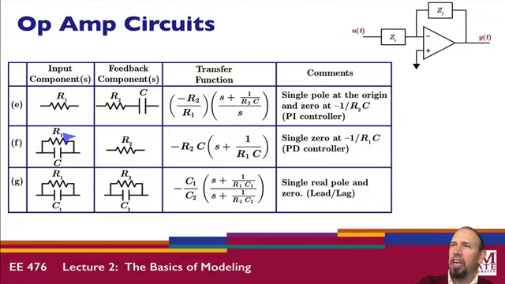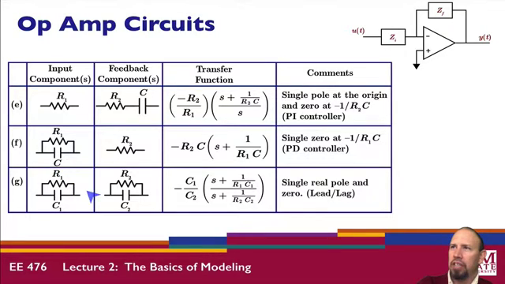Here, in this connection, I have a parallel combination RC and then another resistor in feedback. So notice I get s plus 1 over R1C. So this is like a PD controller, proportional derivative controller. We talk about those in EE 314, and this is how we could actually create a circuit that implements those things.